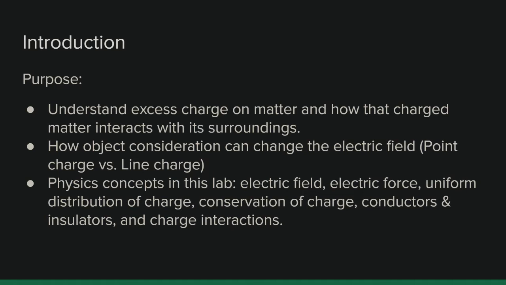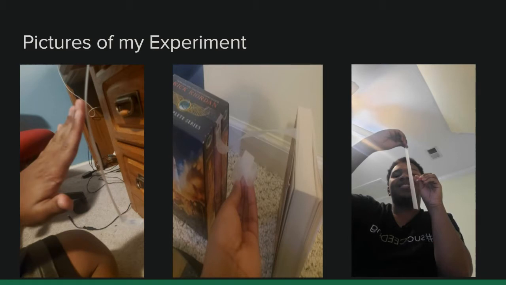Some physics concepts in this lab include electric field, electric force, uniform distribution of charge, conservation of charge, conductors and insulators, and charge interactions. As a quick throwback to the first experiment, I included some pictures of that experiment, like interacting charge tape with stuff like my hand, another piece of U-tape, and a negatively charged pen.